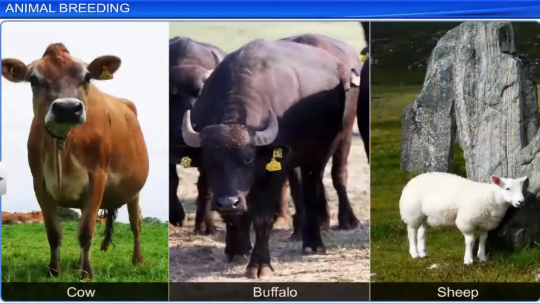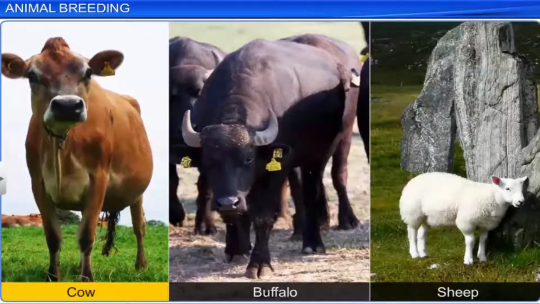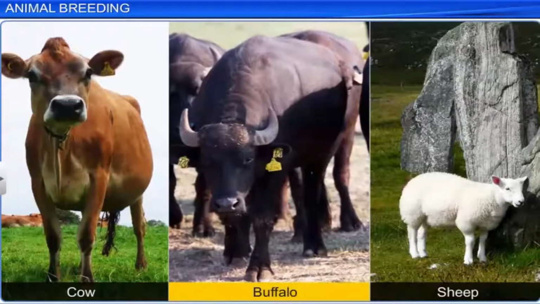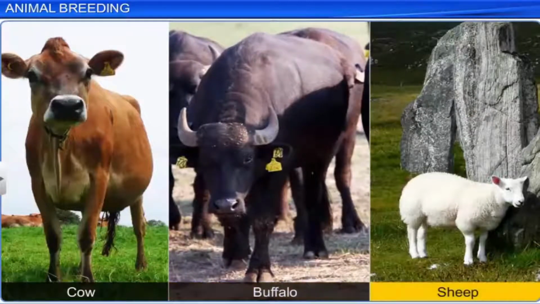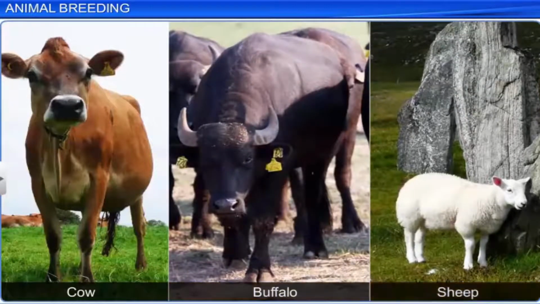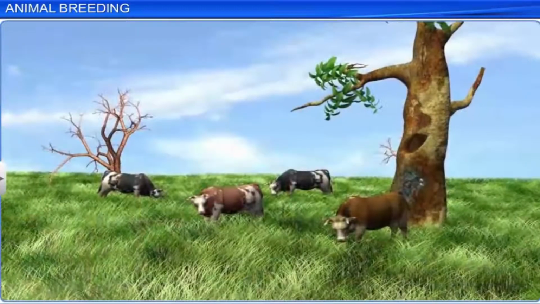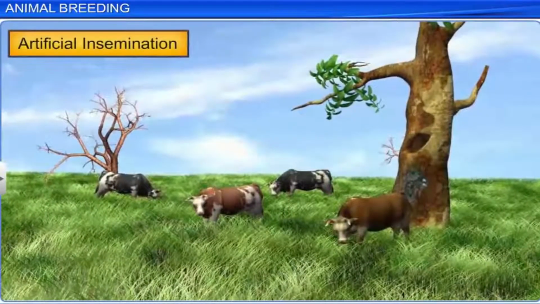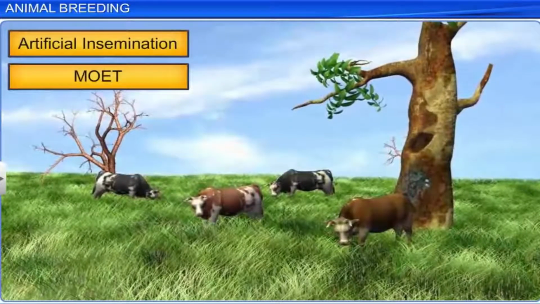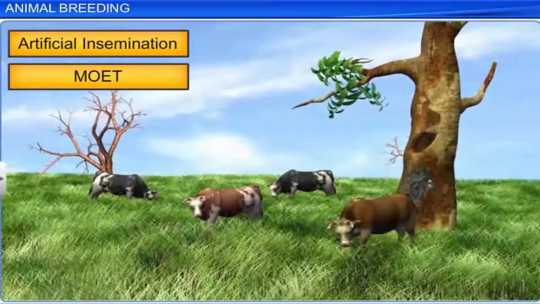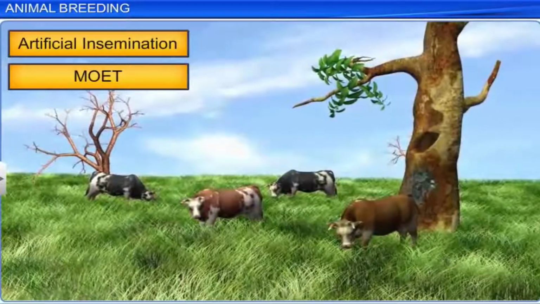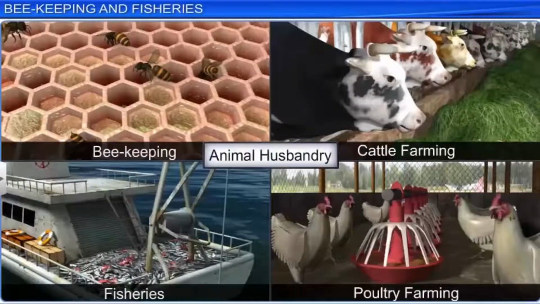MOET is widely carried out in animals such as cattle, buffaloes, and sheep. So, different techniques such as artificial insemination and MOET, along with various inbreeding and outbreeding methods, are employed in animal breeding to produce offspring with superior qualities. Animal husbandry includes beekeeping and fisheries, in addition to cattle and poultry farming.